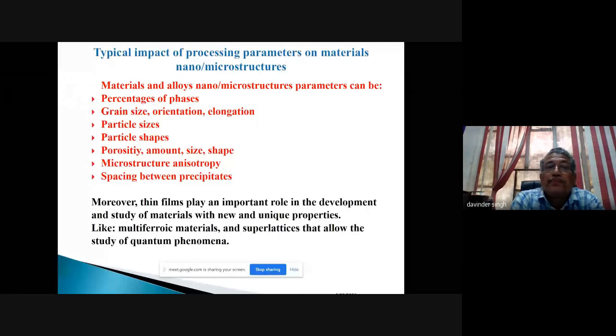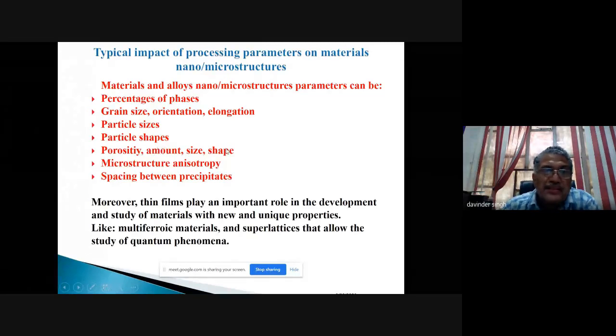Or if you say the typical impact of processing parameters on materials, it means percentage of phases, grain size, orientation, elongation. Particle size is most important, and shape is further important. Another important thing nowadays, a lot of functional material properties change on the basis of porosity, because we need light materials. So if we create more and more porosity, we can create more surface area of the materials. So that is also important.